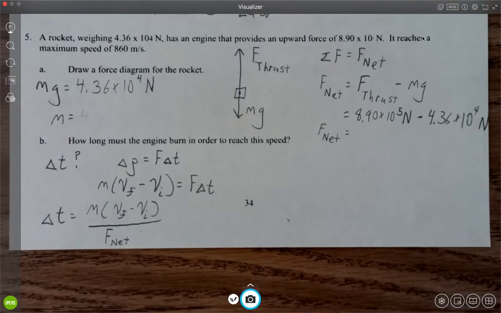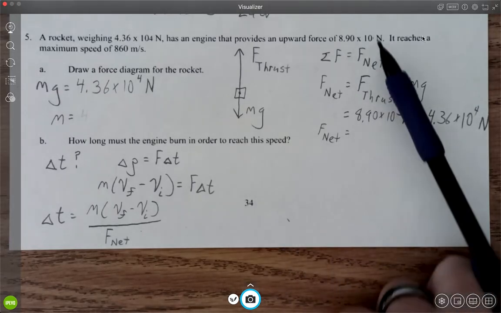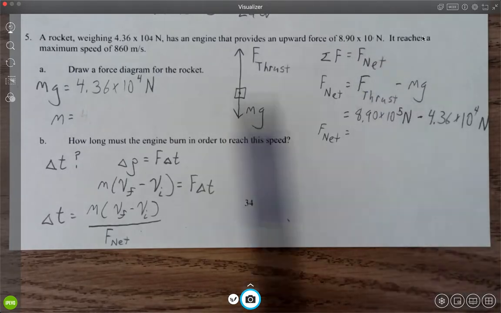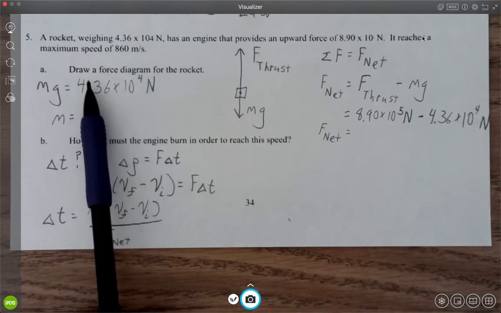As we look here to number 5, we have a rocket that has a weight of 4.36 times 10 to the 4th newtons and has this engine that provides this upward force, this thrust of 8.9 times 10 to the 5th newtons, and it's going to reach a speed of 860 meters per second. In this first part, we're asked to draw out a force diagram.